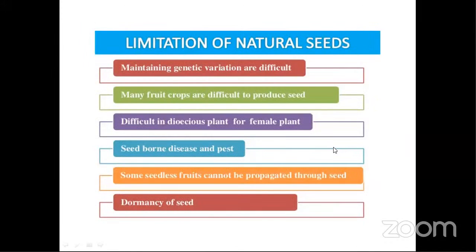There are some limitations with respect to production of natural seeds. Maintenance of genetic purity is very difficult in natural seed production. In highly cross-pollinated crops like onion, carrot, cabbage, cauliflower, and most of the fruit crop species, they will not produce the seeds. It is also difficult in dioecious plants for female plant in cucurbits, cucumber, seed-borne disease and pest. Some seedless fruits cannot be propagated through seeds, seedless grape, and dormancy of seeds in crops like bitter gourd and ridge gourd. Next.